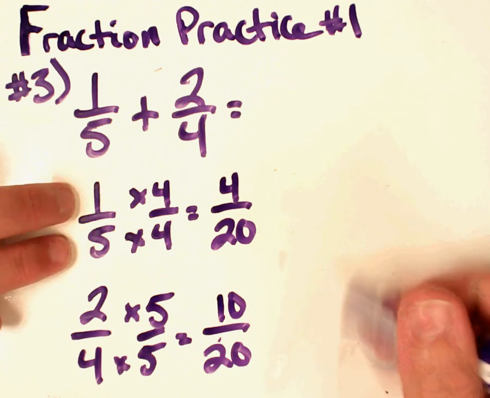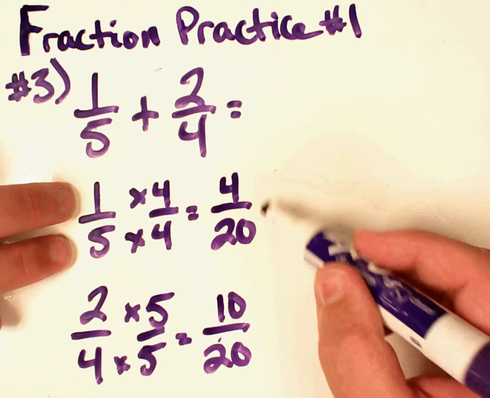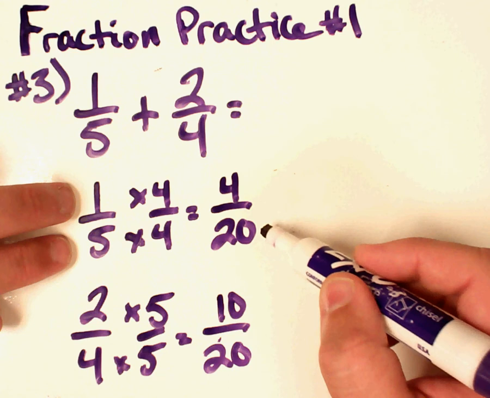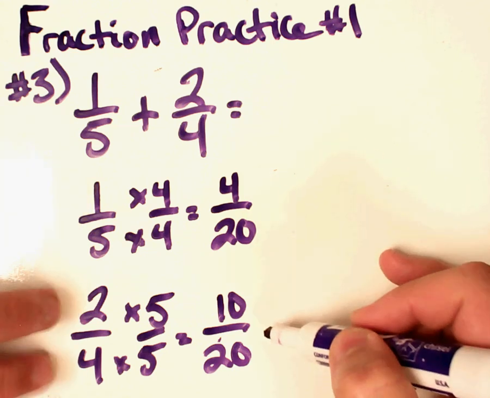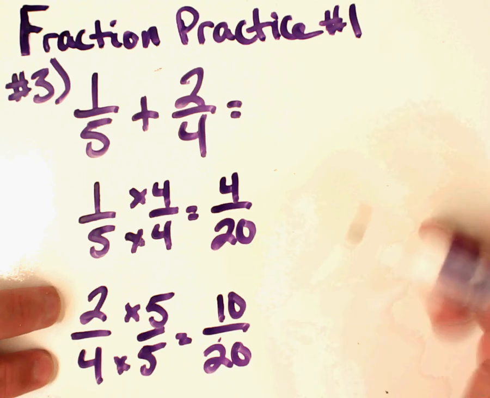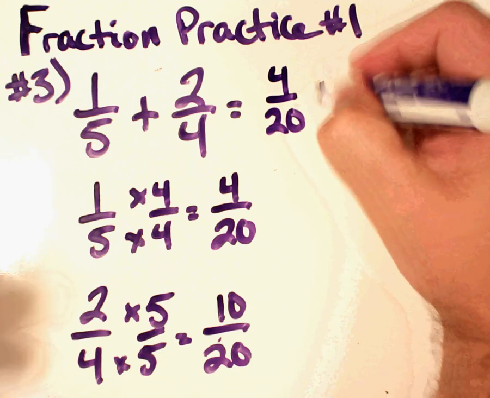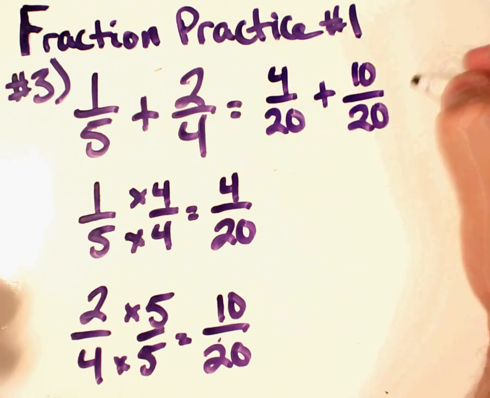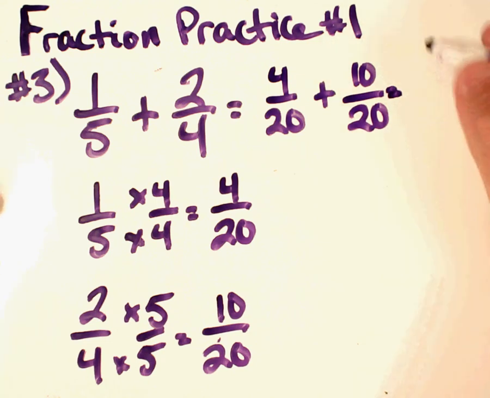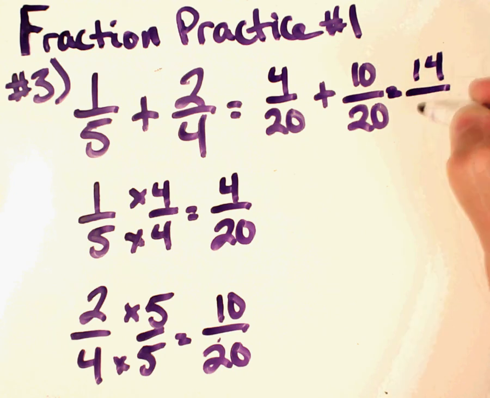1/5 is equivalent to 4/20. I have not changed the value, just changed the fraction so that I can add it. Same for 2/4. 10/20 is equivalent to 2/4. And now I'm left with 4/20 plus 10/20. I add my numerators. 4 plus 10 is 14 over 20. My denominator stays the same.